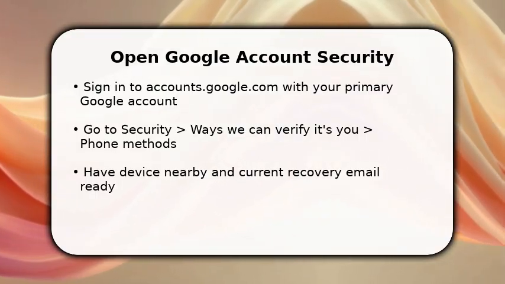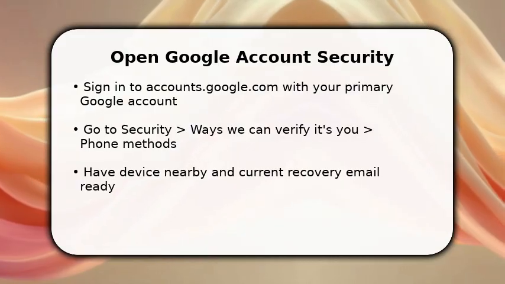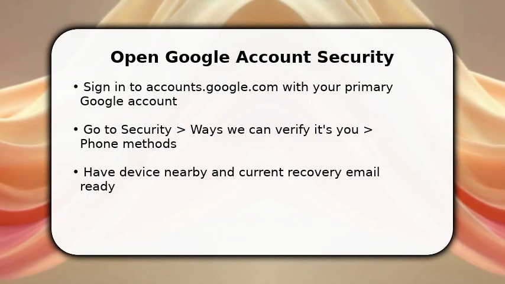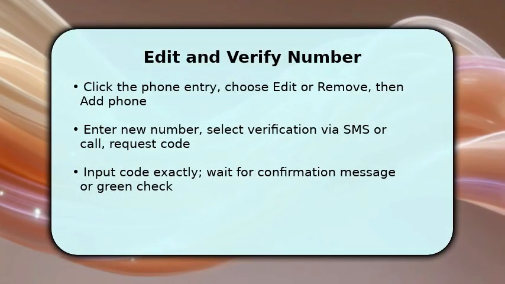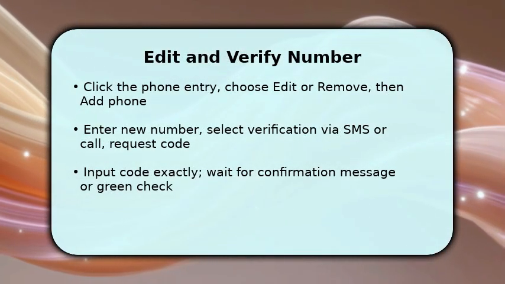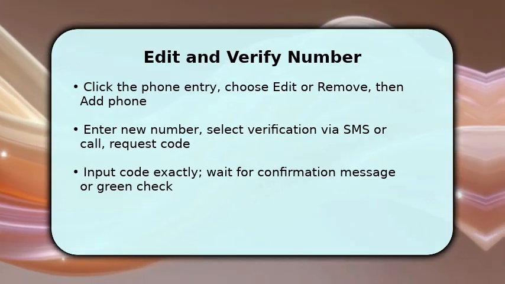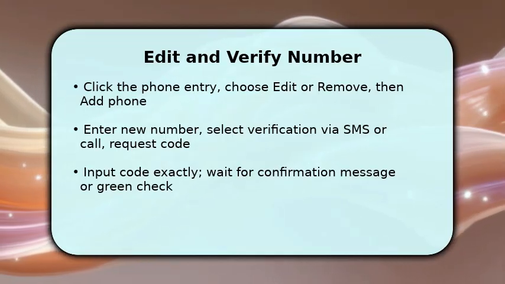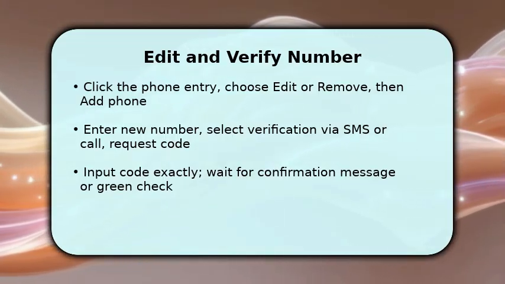Begin the edit process on the phone entry now so you can receive that first code and confirm ownership before proceeding to change the number. Now, click the existing phone line and choose Edit or Remove, then add phone to insert the new number. Enter the number in international format so delivery is reliable. Select SMS or voice verification and request the one-time code.